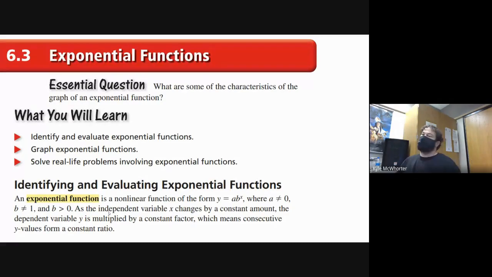And remember how with linear functions, whenever x changed by a constant amount, y would also change by a constant amount. In an exponential function, when x changes by a constant amount, y gets multiplied by a constant factor. So that's an important thing right there. When variable x changes by a constant, the variable y is multiplied by a constant factor. So that's different than linear. With linear, you would add the same number every time to the y value. With an exponential function, you're multiplying the y value by the same number each time.